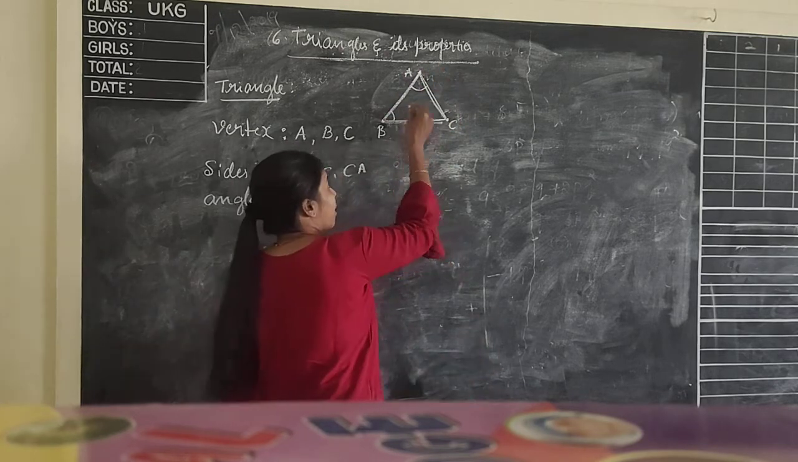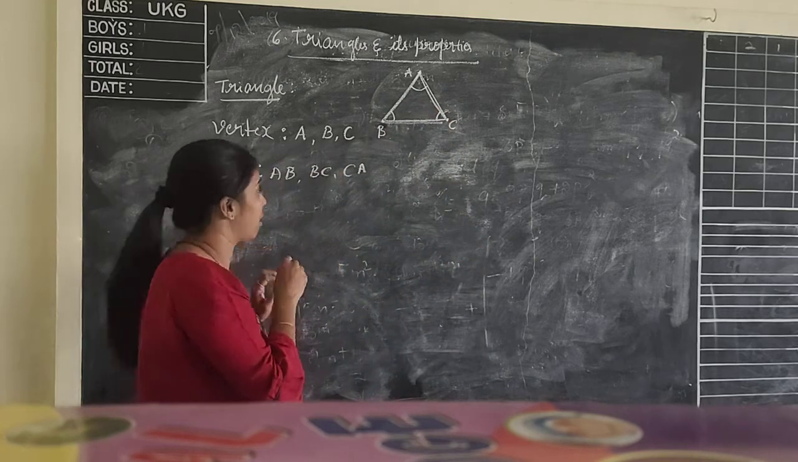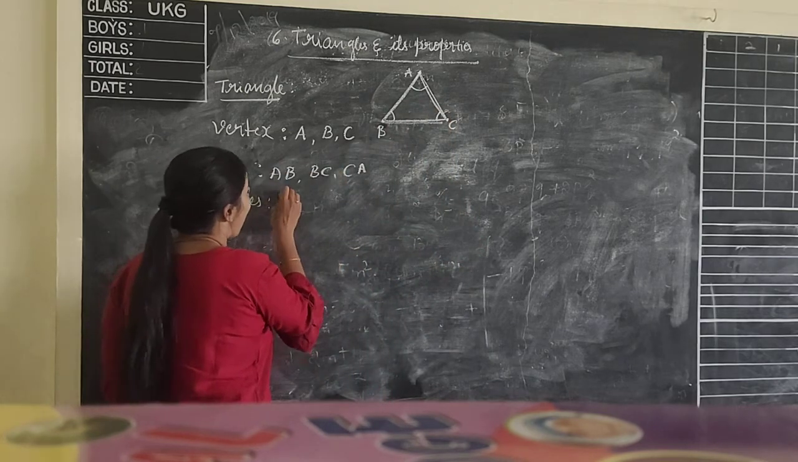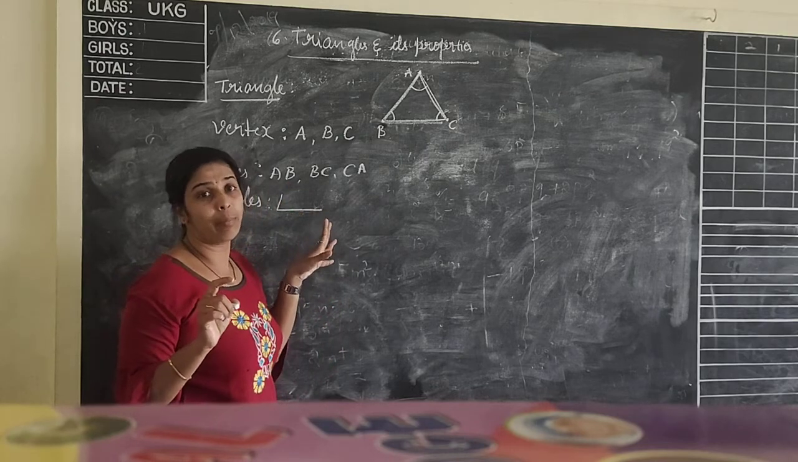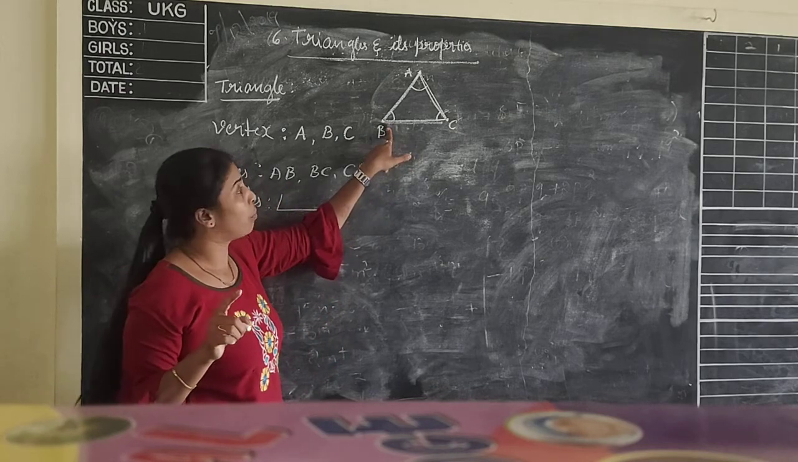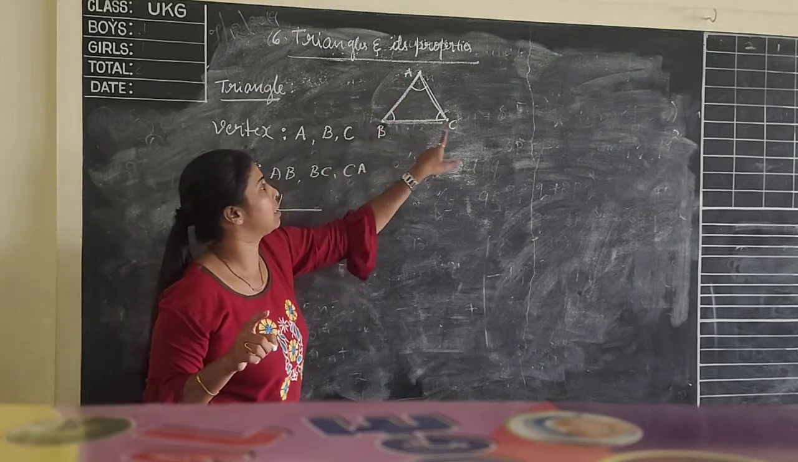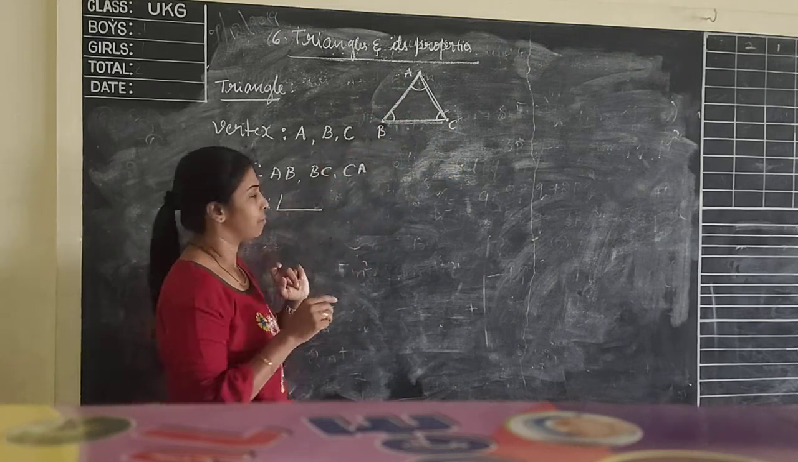How many angles are there? Three angles are there. How to write? Angle. Whichever angle we want to write, that should come in the middle. Now, I want to write B. So, B should come in the middle. A, B, C or C, B, A.